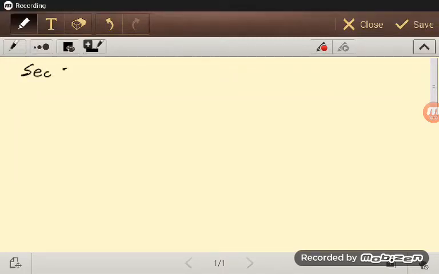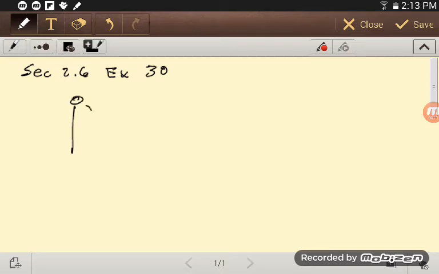This is section 2.6, exercise 30, because everybody should see the silly shadow thing. So in this exercise we have a light. As it beams its light down, it hits our person strolling along here, or maybe they're running, I don't know. And that person creates a shadow here. And I guess we're told that this distance here is 20 feet.